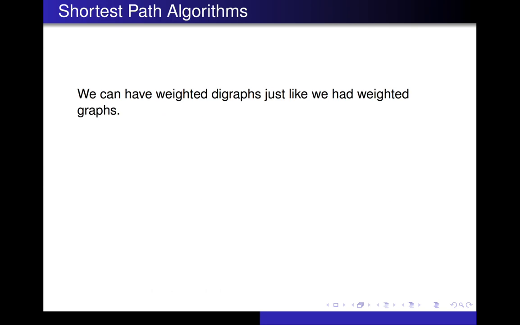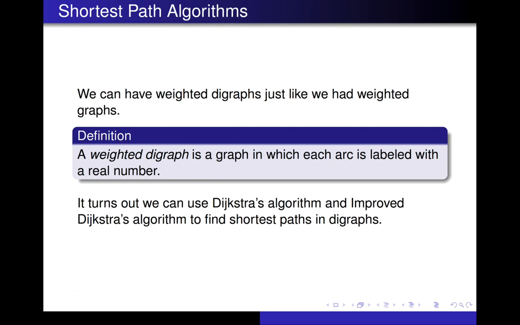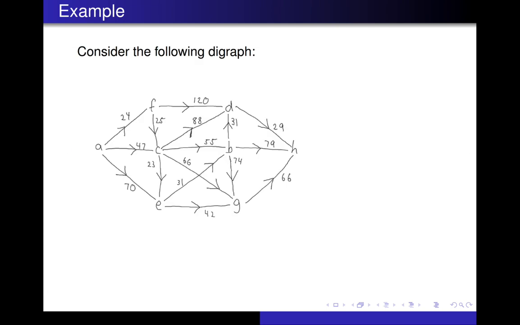Now, just like in the old days when we had weighted graphs, we can have weighted digraphs. The only difference here is instead of putting weights on the edges, we put weights on the arcs. So a weighted digraph is a graph in which each arc is labeled with a real number. And if we're looking for things like shortest paths between vertices, we can use Dijkstra's algorithm. It works just like before. The only big difference is we got to make sure we're moving in the right direction when we make our labels.